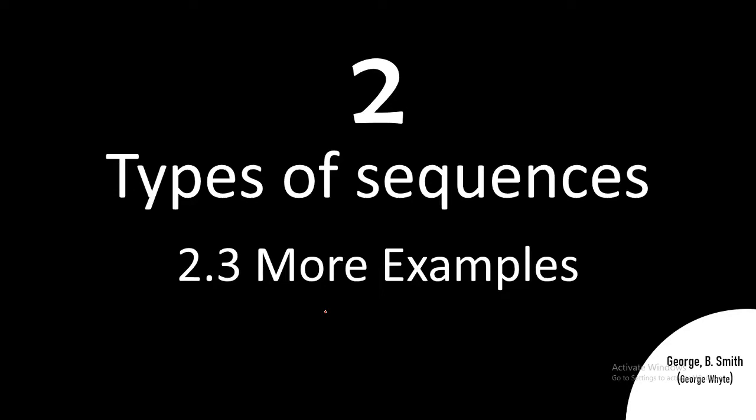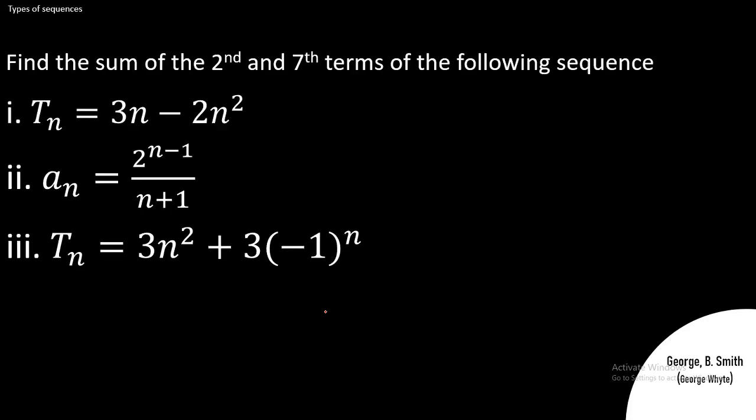In the last video we looked at types of sequence. We are still in this chapter on types of sequence. So in the last video we looked at a couple of examples. What I'm doing in this video is to give you some more examples so that it will better solidify the concept. So we just look at some examples and then solve them.